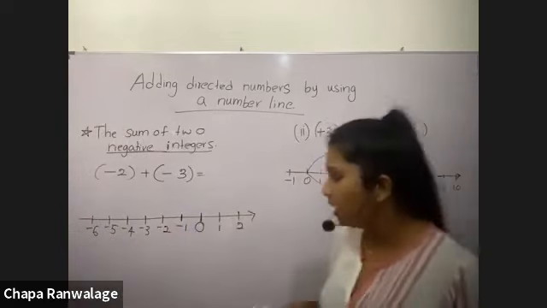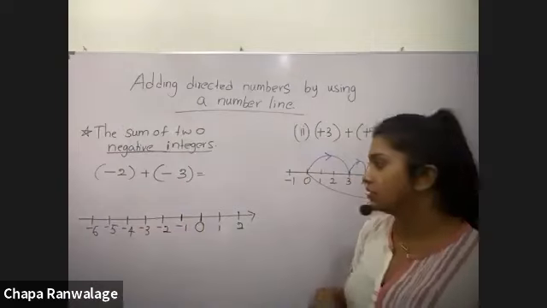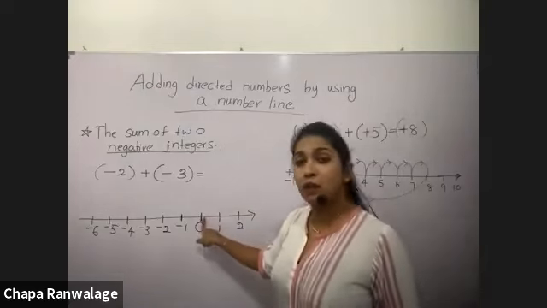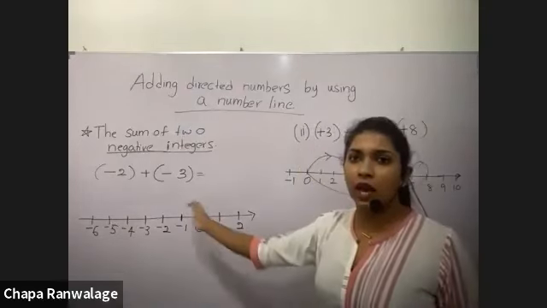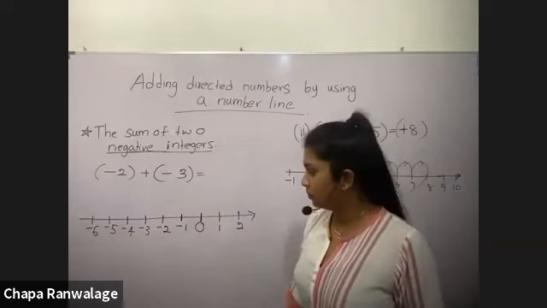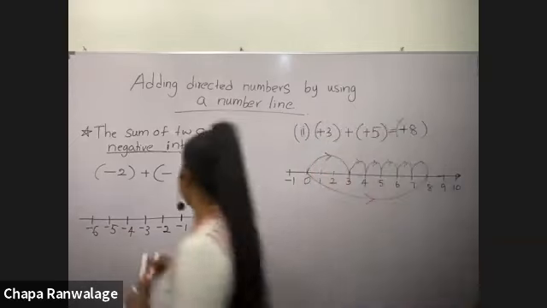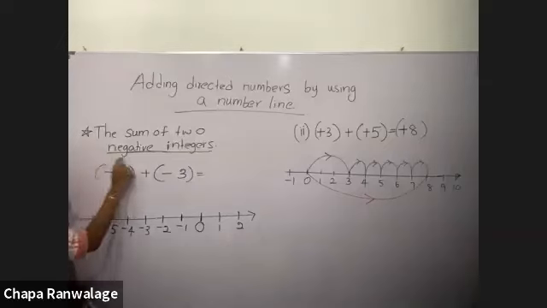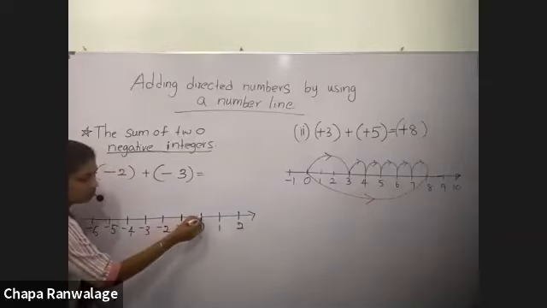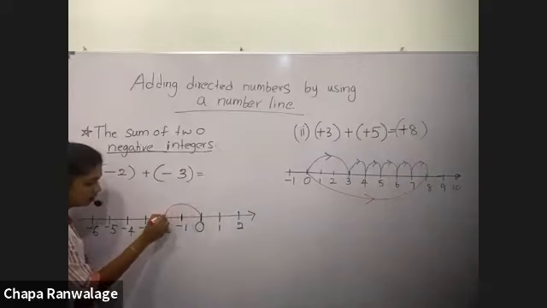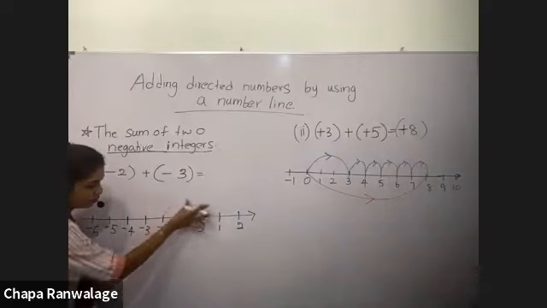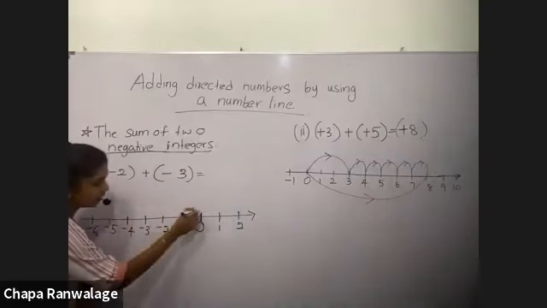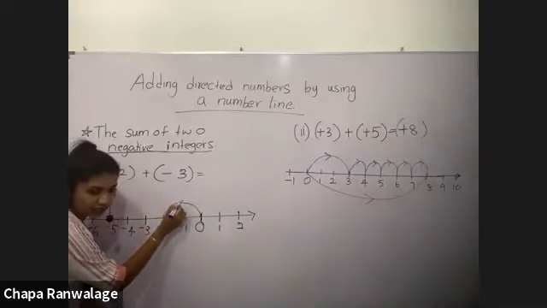Help me to find the answer. From where should I start? From zero. To which number? Negative two. It is better to start from the first number. From zero, I'm moving to negative two. And put the direction.